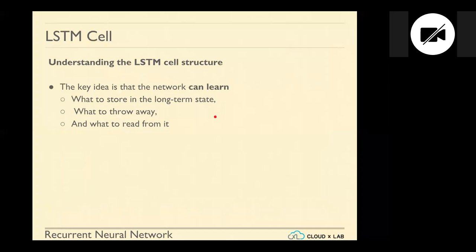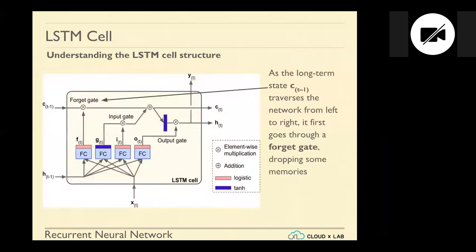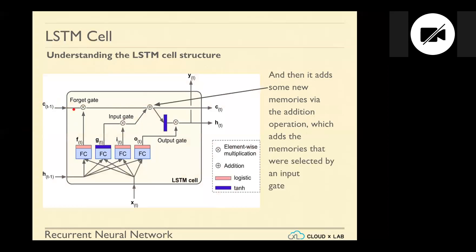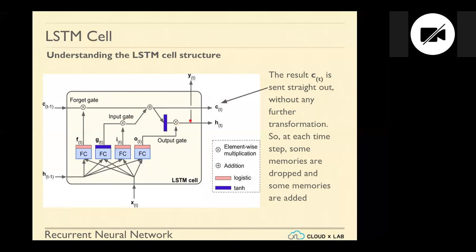So the key idea in this network is what to store in the long-term state, what to throw away, and what to read from it. Okay. So there is a forget gate. As the long-term state C(t-1) traverses the network from left to right, it first goes through the forget gate, dropping some of the memories, and then it adds some new memories via the addition operation, which adds the memories that were selected by an input gate. Okay. So here is basically adding to the memory.